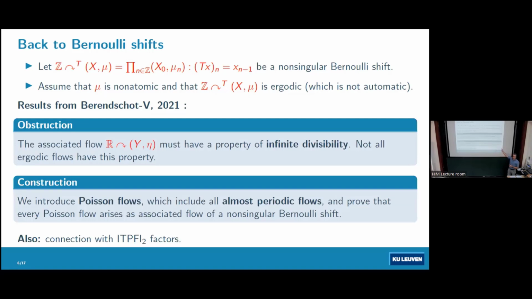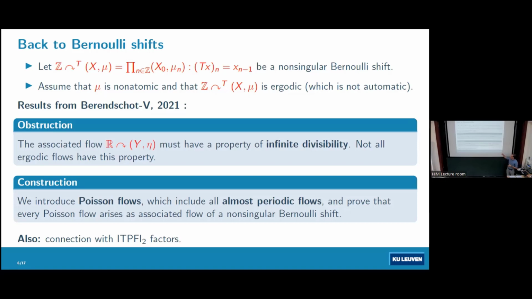So on the obstruction side, what we proved, and I will explain how this goes, is that for such a Bernoulli shift, the associated flow must automatically have a dynamical property that we call infinite divisibility. I will immediately present the definition. And it turns out, and that's not our work, that not all ergodic flows are infinitely divisible, while all ergodic flows are the flow of weights of a type III_0 factor. So you cannot reach everything because of that obstruction result.